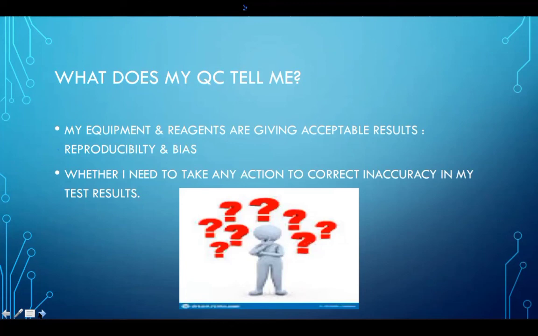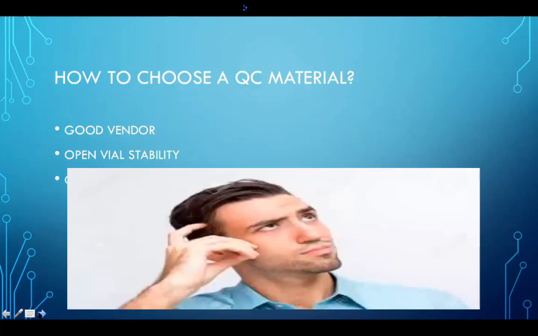What is the information we get from QC? We get information about our equipment, about our reagents. We are getting acceptable results. And whenever there is any outlier, any inaccuracy, I get information about that and I can take appropriate action.